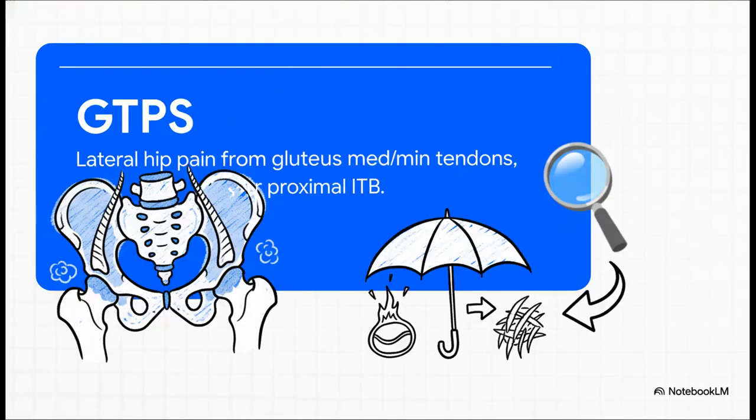For years, we all called this trochanteric bursitis, but we know better now. Greater trochanteric pain syndrome, or GTPS, is really an umbrella term. It acknowledges that the pain is usually coming from a breakdown of the gluteus medius and minimus tendons. The bursa getting irritated, that's usually just a side effect. And this is a huge shift in thinking, right? We're moving away from just treating inflammation and toward treating an actual tendinopathy.